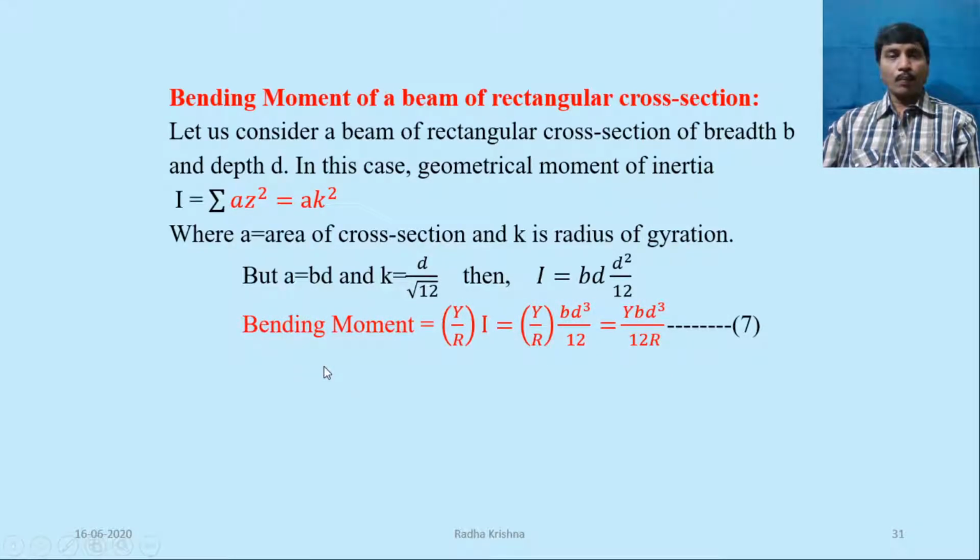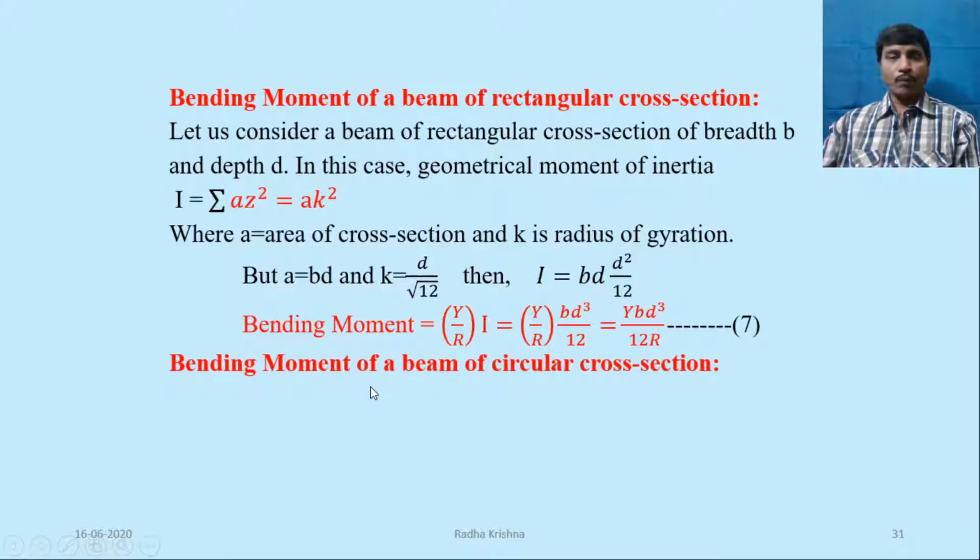Therefore, the bending moment of a beam of rectangular cross section is Y by R into I is equal to Y by R into bd cube by 12 is equal to Y into bd cube by 12R. That is equation 7. This equation gives the bending moment of a beam of rectangular cross section. In this expression, Y is the Young's modulus, b is the breadth, d is the depth, and R is the radius of curvature of the neutral surface.